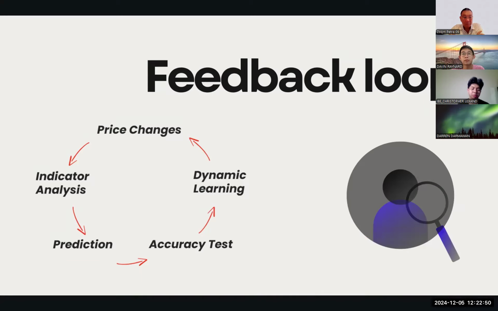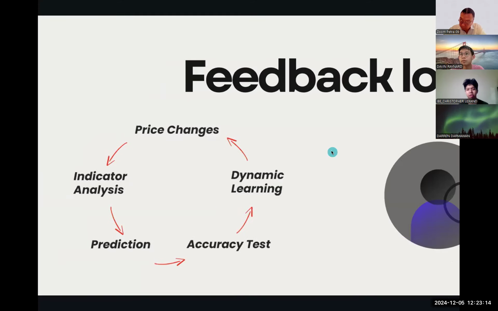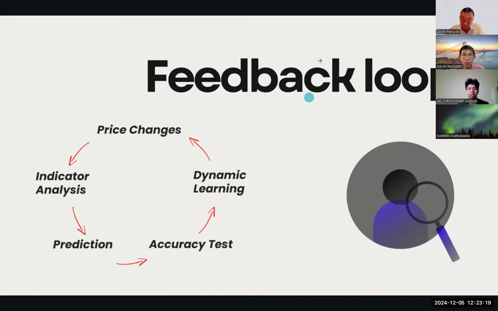The price changes will affect the indicator analysis. When the analysis is done, it will make a prediction. After the prediction, the program will test. After this is finished, either it's correct or wrong, the program will dynamically learn and adjust the parameters on the indicators. And on the next frame, it will be repeated and make a loop.